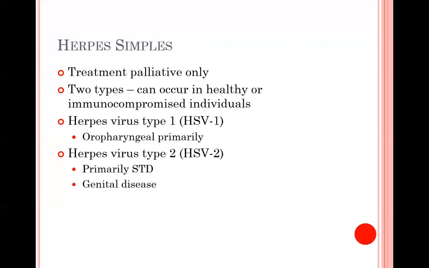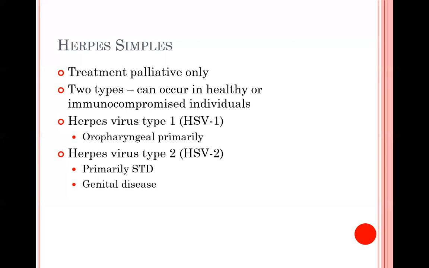There are two types of the virus, and it can occur in healthy people or in immunocompromised individuals. It may express itself more in immunocompromised individuals, but it can just as likely express itself in healthy individuals. There's herpes virus HSV1. That is predominantly thought of as above the belt, basically oropharyngeal, on the vermilion border of the mouth or somewhere in the mouth.